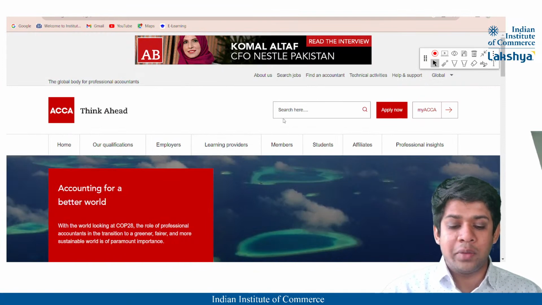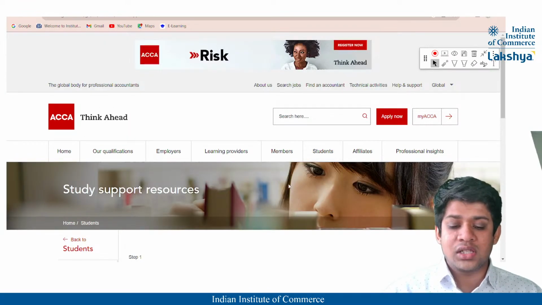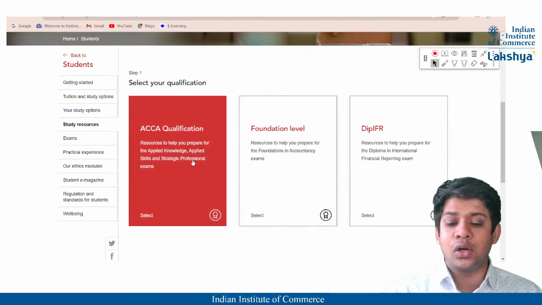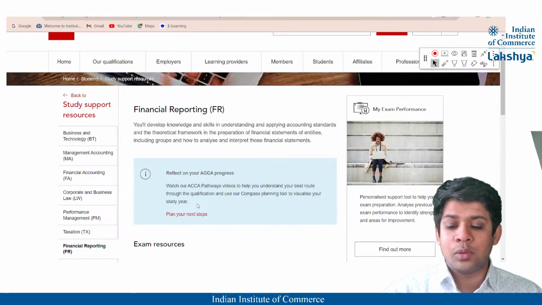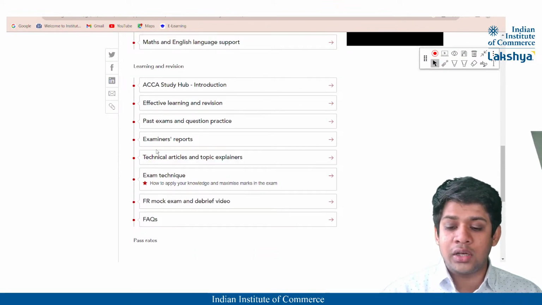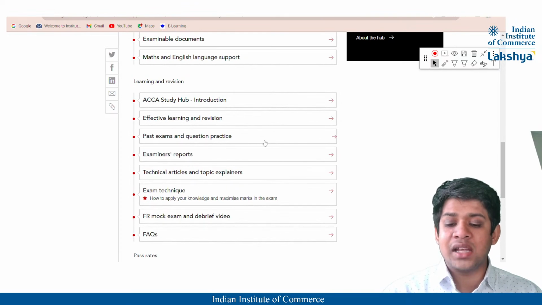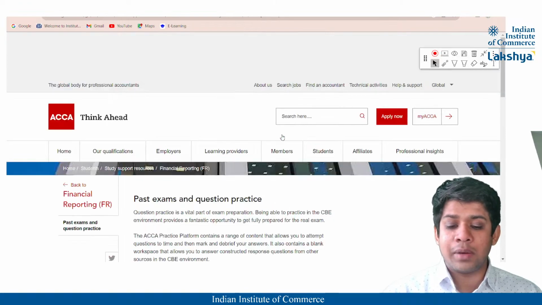Once you open ACCA Global, you go to Students. Okay. So once you open ACCA Global, you go to Students and from there you click Study Support Resources. Once you click on Study Support Resources, that will open up and you can click on ACCA Qualification. In ACCA Qualification, guys, you will choose your subject for which you want to give the mock and we are choosing Financial Reporting. Okay. So once you click on Financial Reporting, guys, there will be a number of things that will open up for you. You have to go down all the way and click Past Exams and Question Practice. You can see here this one. You will click on Past Exams and Question Practice.